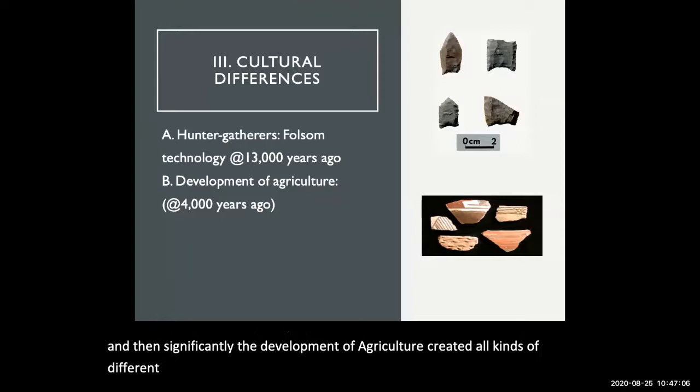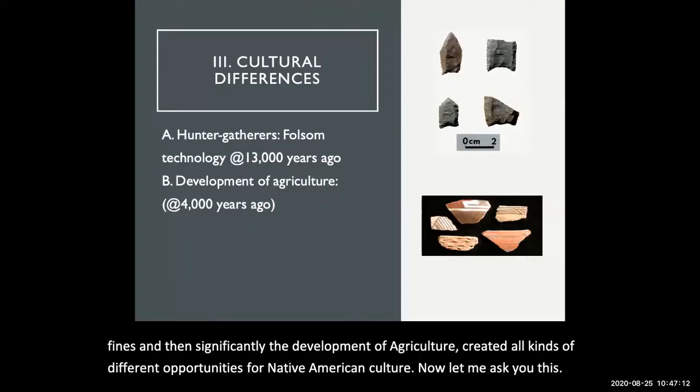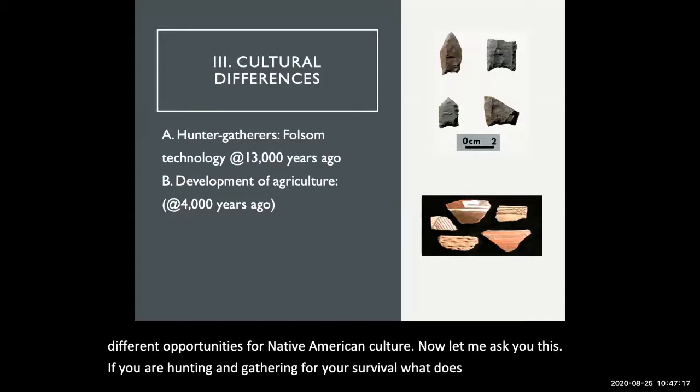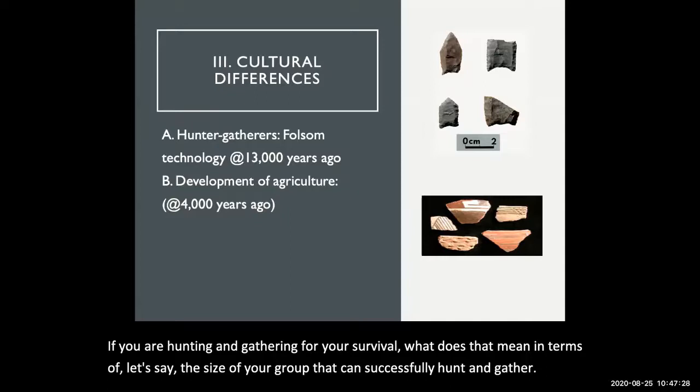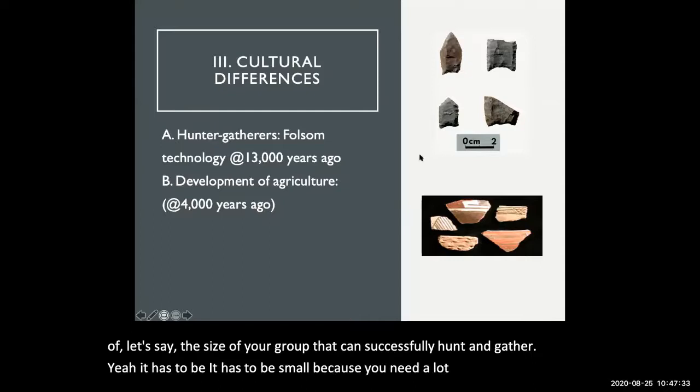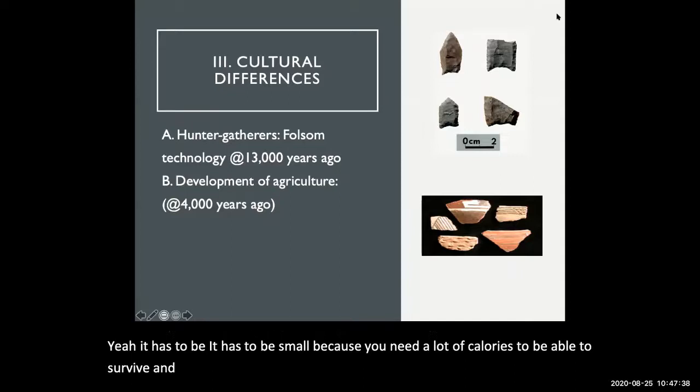Now, let me ask you this. If you are hunting and gathering for your survival, what does that mean in terms of, let's say, the size of your group that can successfully hunt and gather? Small. Yeah, it has to be small because you need a lot of calories to be able to survive. And so you have to have maybe an extended family group. That's probably about the biggest you could have.